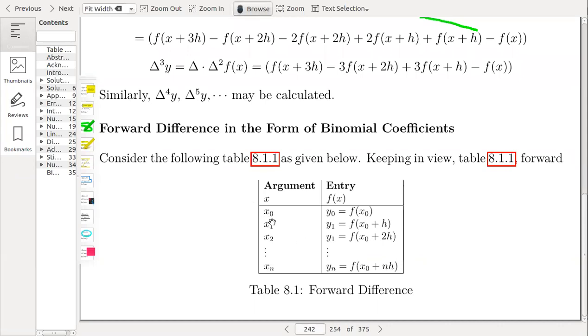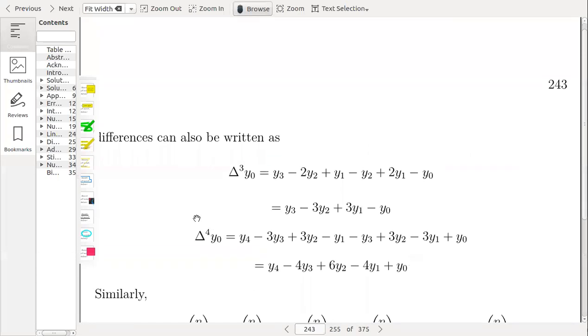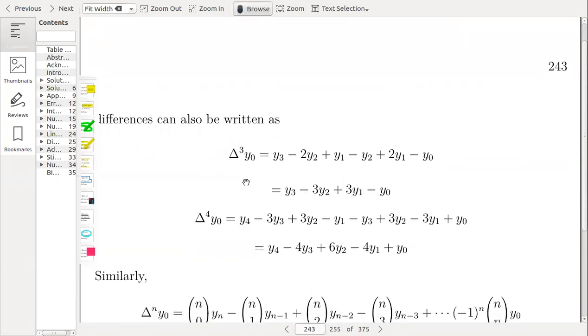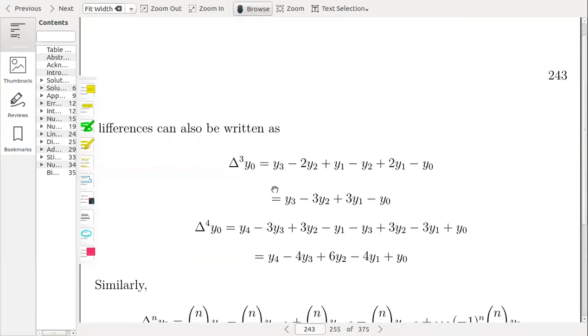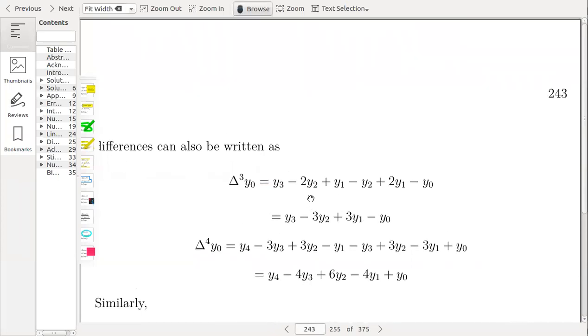If the argument is x naught, then y naught is equal to f of x naught, and for x1, y1 is equal to f of x naught plus h. For x2, y2 is equal to f of x naught plus 2h. For xn, yn is equal to f of x naught plus nh. Okay, how can it be written? Delta cube y naught can be written as y3 minus 3y2 plus 3y1 minus y naught.